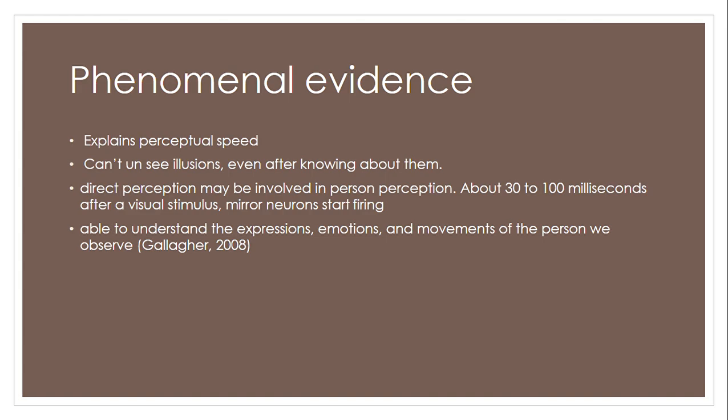Some other phenomena that can be explained are the perceptual speed that humans have, and also illusions. Even when we know the rationale behind the illusions, we still cannot unsee them. These are some of the phenomena that can be explained using direct perception.